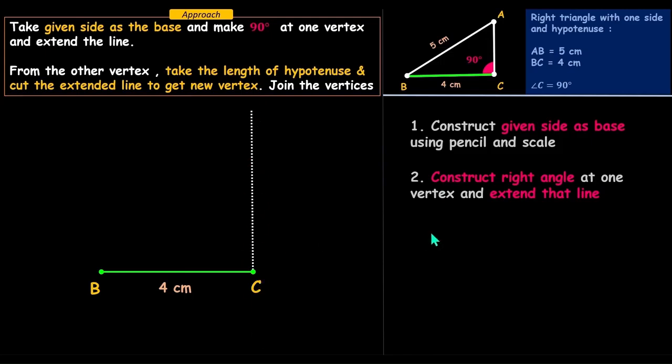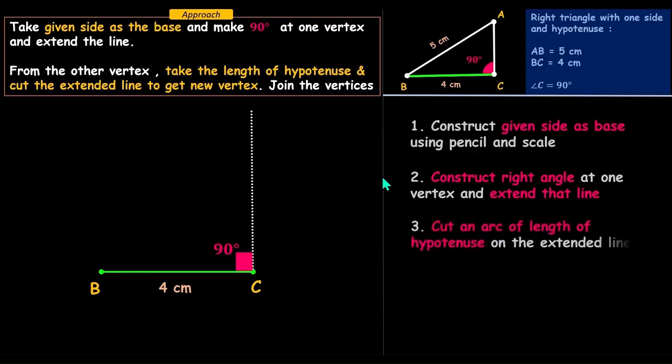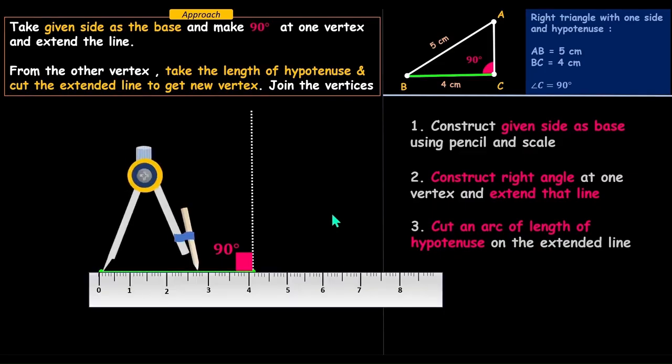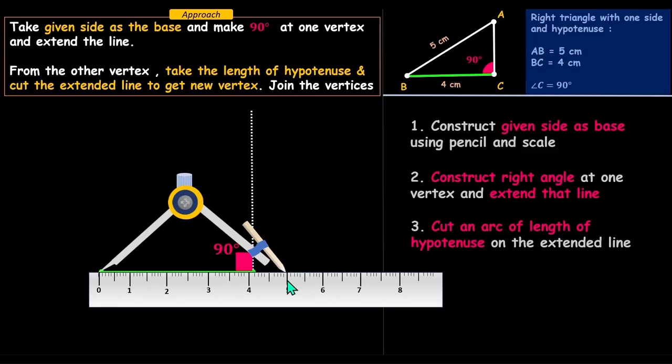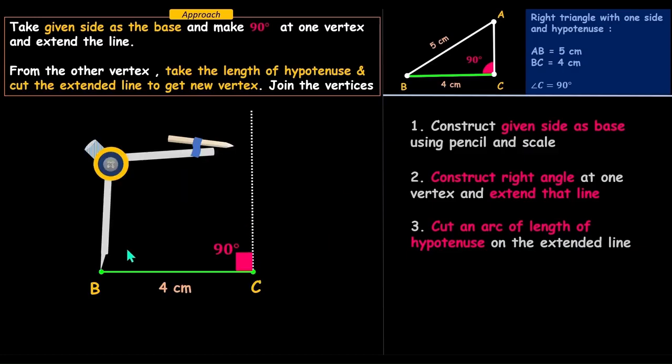All right. Now what we need to do is construct that hypotenuse such that it cuts the extended line and tells us where this side is going to be. This is 90 degrees. And our third step is to cut an arc of the length of the hypotenuse on the extended line. All right. So let's get our compass and scale back. We'll take our compass and set it at 5 centimeter. Then we'll put this on this vertex and create an arc such that it cuts this extended line. So it would be somewhere like this.